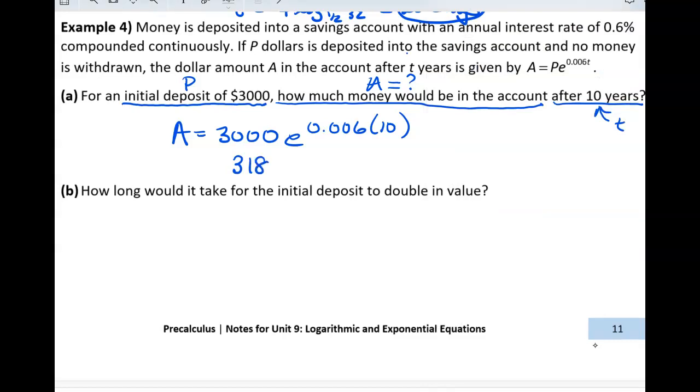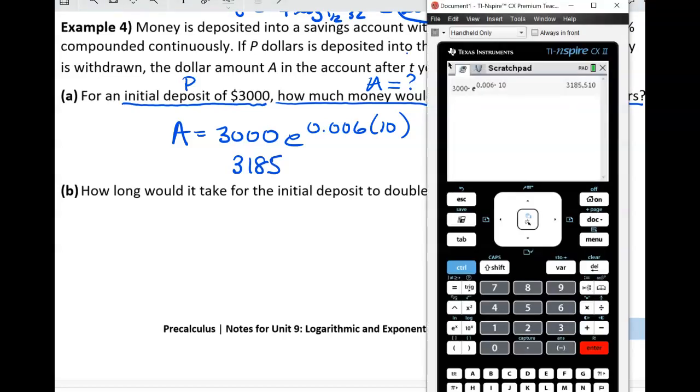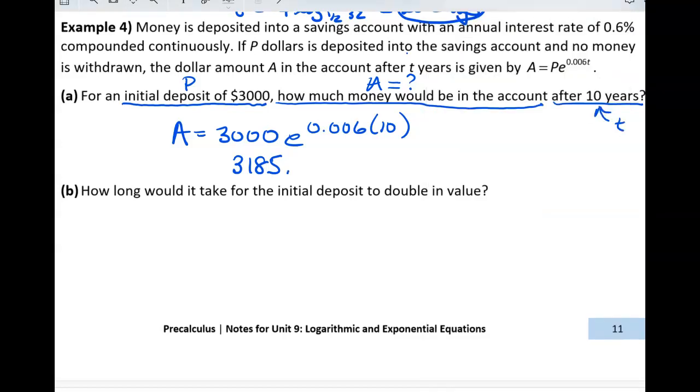And that gives us, remember this is a dollar amount, right? So $31.85, but typically you don't see three digits after the decimal point for a dollar. You just see 2 digits, so it can have dollars and cents. So $31.85 and 51 cents. So whenever you have money, round to 2 digits after the decimal point.